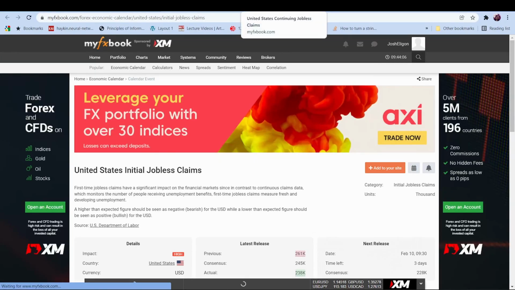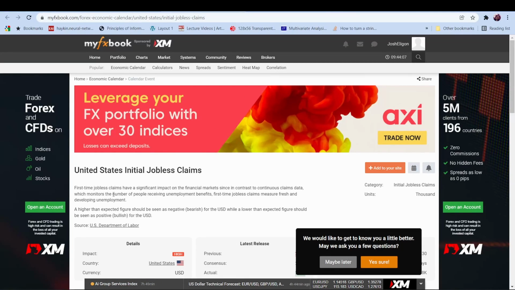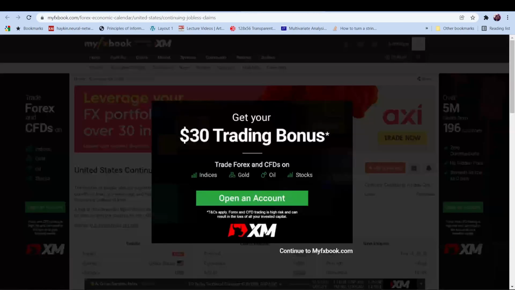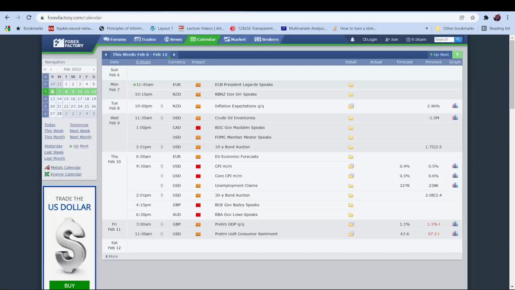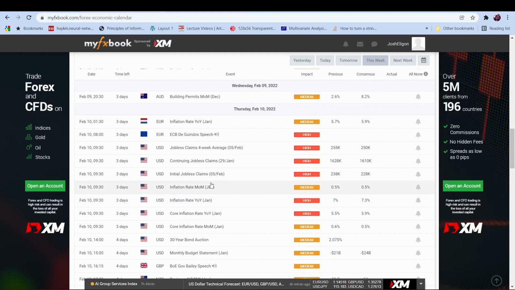did apply for, if we're reading it here, right? First time jobless claims have a significant impact on financial markets, since in contrast to continuous claims data, which monitors the number of people receiving unemployment benefits, first time jobless claims measure fresh and developing unemployment. Right, so that is looking at the amount of people that have filed for unemployment for this year, and for the month of February.